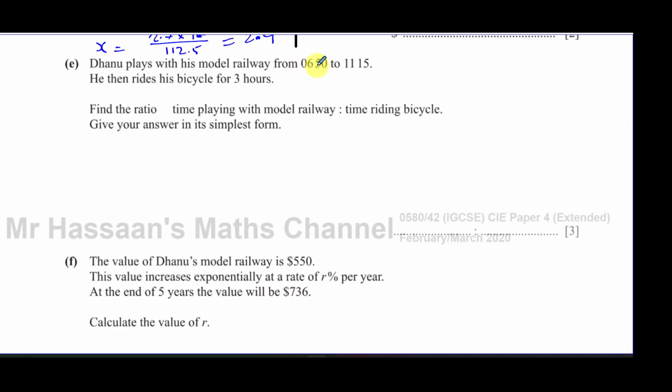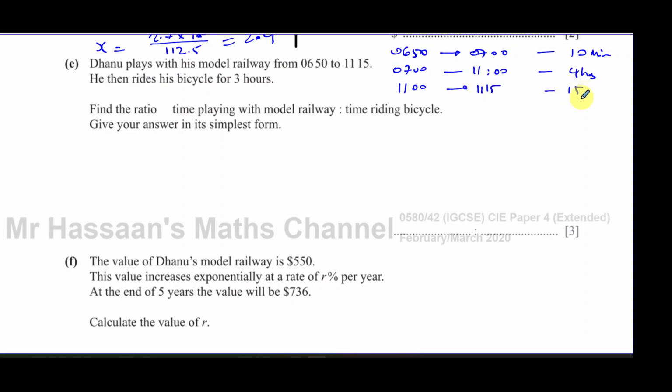One way of doing this is you can say, all right, let's think about 6:50 to 7 first. 6:50 to 7 o'clock in the morning. Well, we can see that that is 10 minutes. And then we can say from 7 to 11, we can see that that's 4 hours. And then we can say from 11 to 11:15.